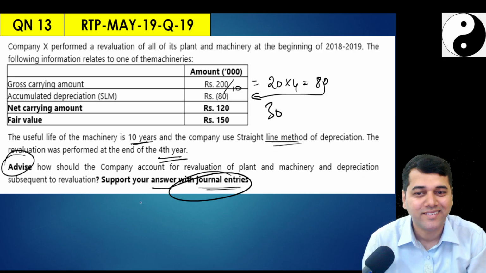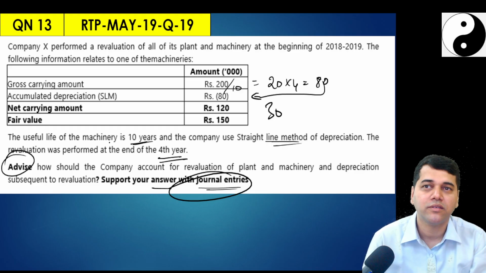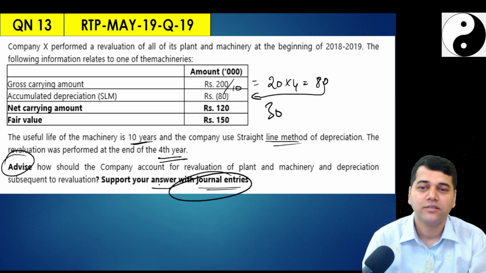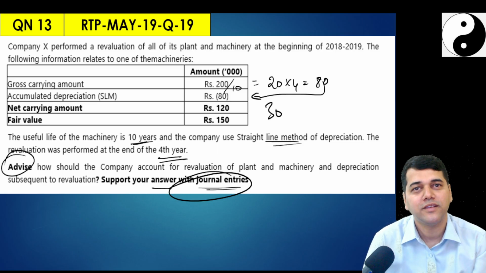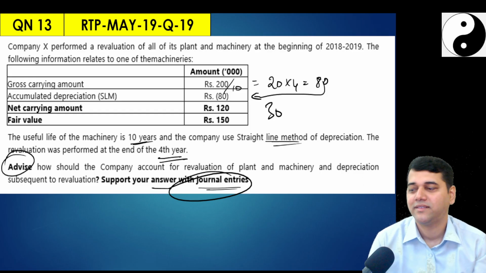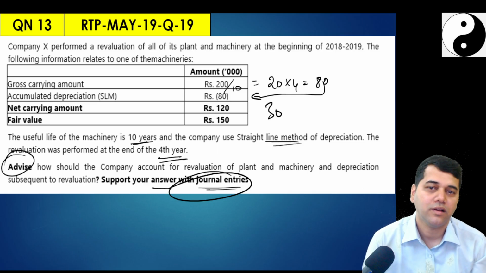This is easy, no? Calculations are easy. How many marks may this question come for? 6 marks. How much may your workings fetch you? Journal entry 1 or 2, somewhere 2 to 3 marks. The theory is here. What theory are you going to write? Tell me in your language. Advise how the company should account for the revaluation. You can assume it is the first time revaluation.